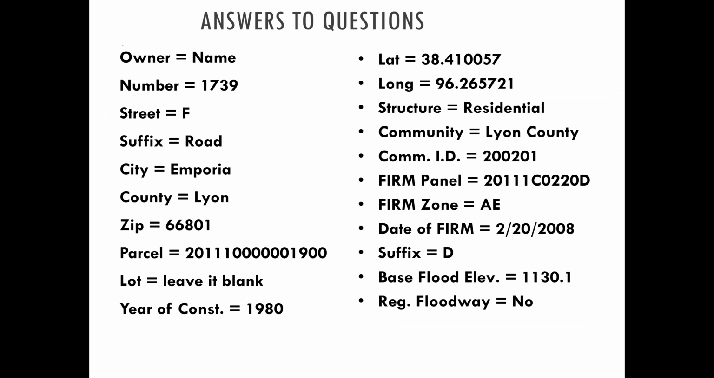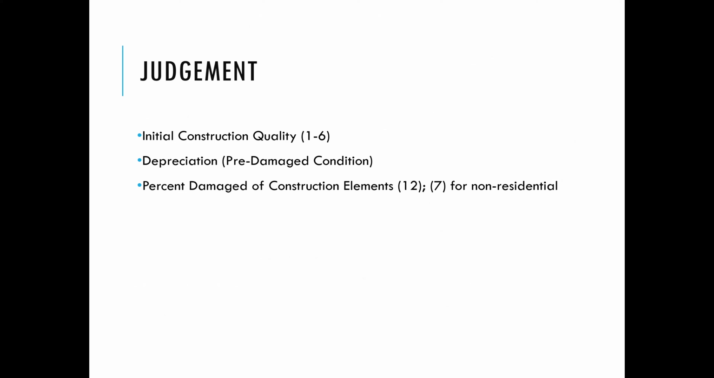This is the type of information. This was an example that we had before, just a structure in Emporia in Lyon County that was residential. This was my old boss's information, but just as an example of what it could look like. Basic information about that structure and the property data.